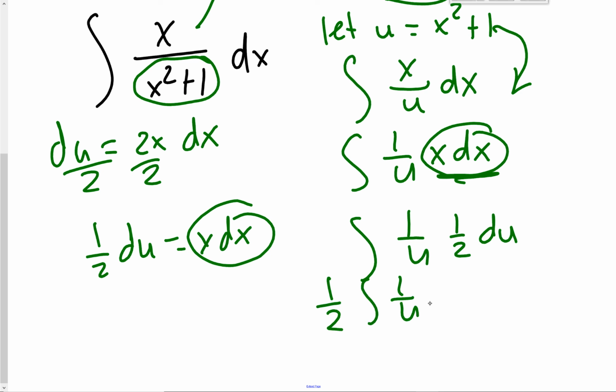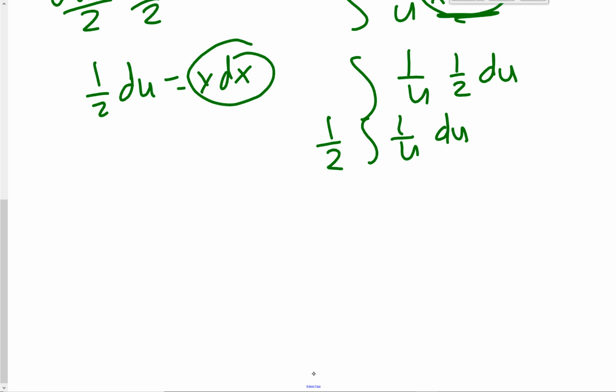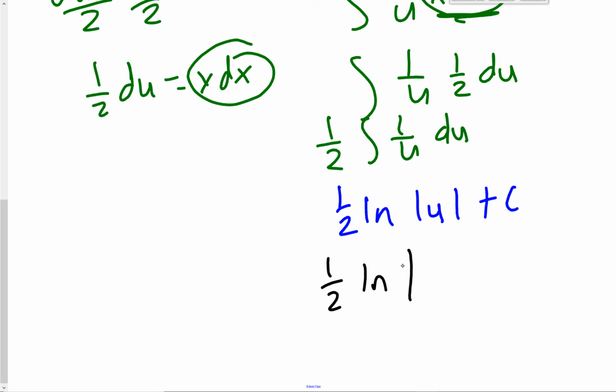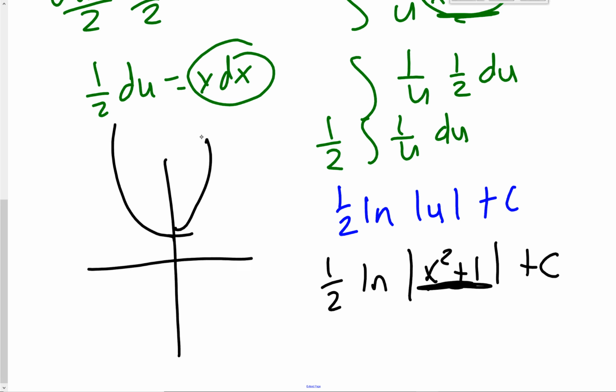Now I can take the integral of this, because now it's in terms of u. And the integral of that is ln of the absolute value of u, plus c, and then 1/2 out front. And so there is our answer. And then we can go ahead and enter back in our u: 1 half ln of the absolute value of x squared plus 1, plus c. And here, because x squared plus 1 is always going to be positive, the graph looks like that, you could drop the absolute value bars.